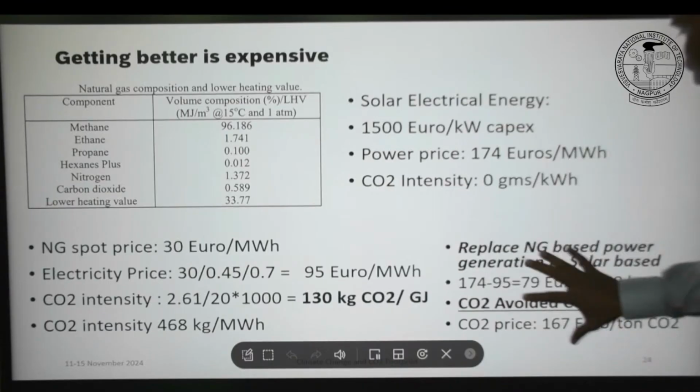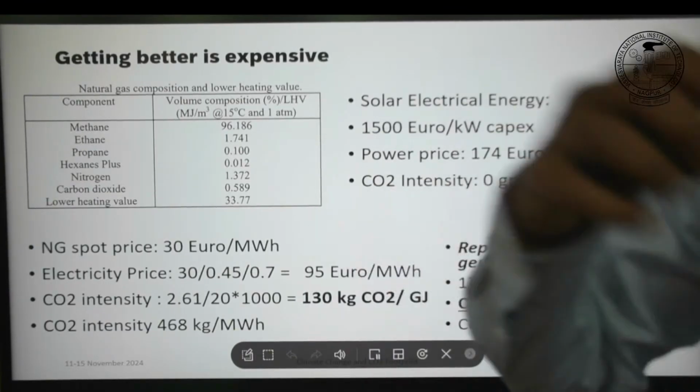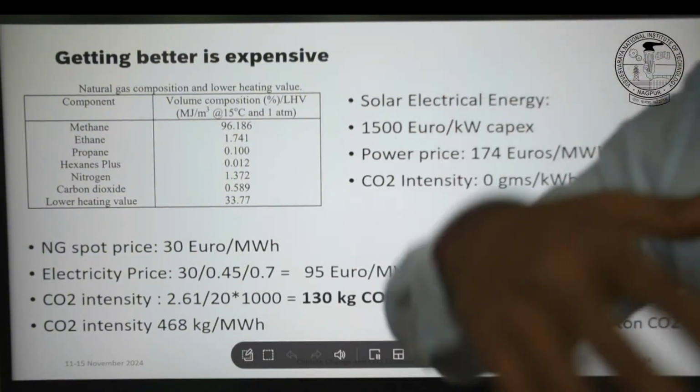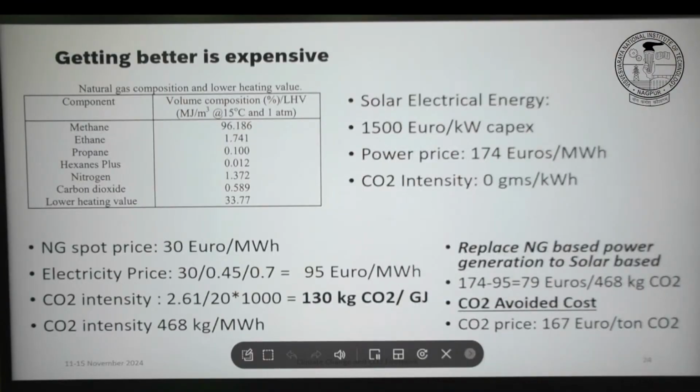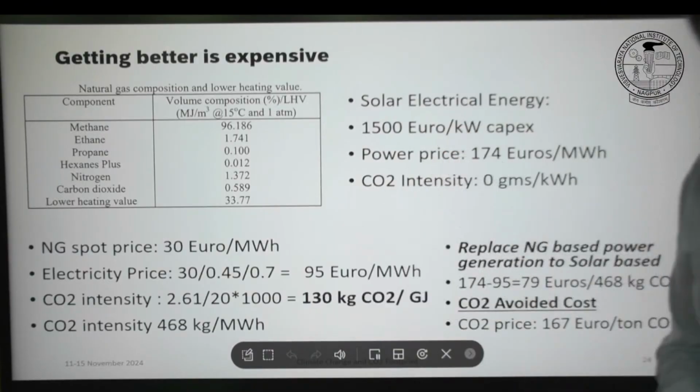Actually, these numbers are based on assumptions. So if you go somewhere, the numbers will be a little bit different here and there. But the idea here is to give you the feeling how these calculations are done and what's the order of magnitude we are talking about. So somewhere around 170 euro per ton will cost going from dirty to clean.